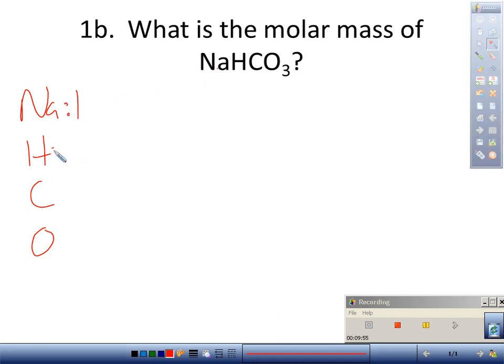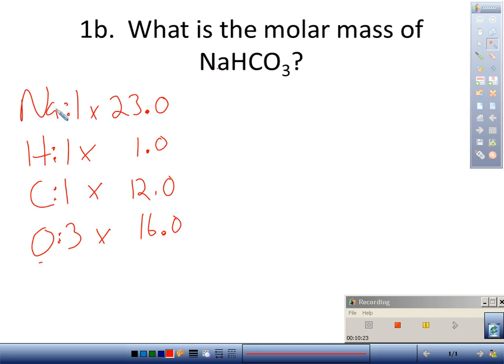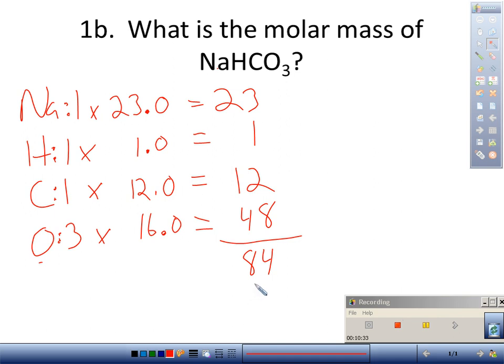I have 1 sodium atom. I have 1 hydrogen atom. I have 1 carbon atom. And I have 3 oxygen atoms. I look up the molar mass on the periodic table. Underneath sodium, it tells me it has a mass of 23. I round that to tenths. Hydrogen is 1, carbon is 12, and oxygen is 16. I multiply across. I add them vertically.